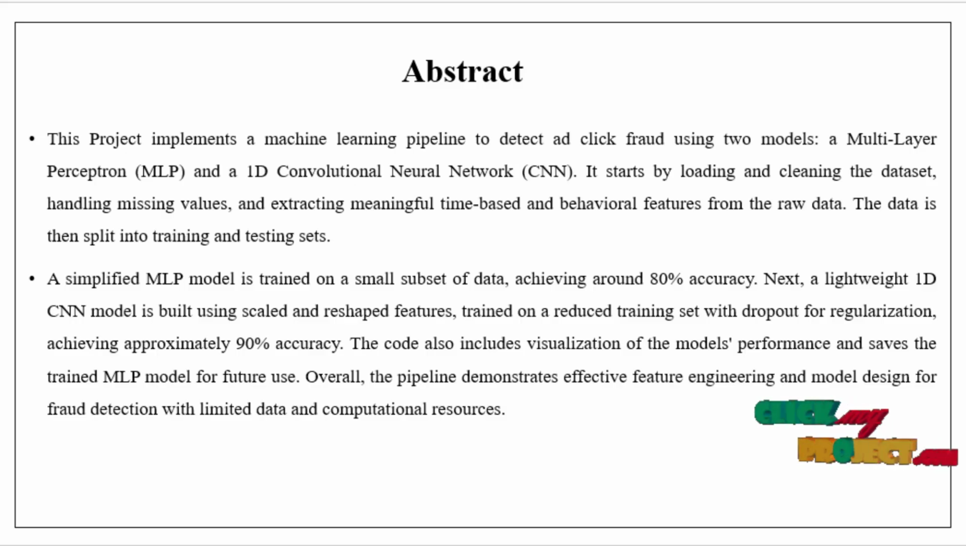Next, we build a lightweight 1D convolutional neural network model. Here, the features are scaled and reshaped appropriately for convolutional input. We also add a dropout layer to prevent overfitting. This model performs even better, achieving approximately 90% accuracy on the dataset.